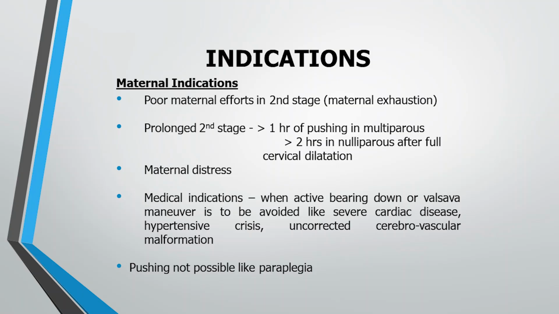What are the indications for forceps? We have known the different types of forceps. We have known the various parts of the forceps. So what are the indications? One, poor maternal efforts in the second stage. This is not an instrument to use in the first stage because the cervix is not fully dilated. Poor maternal efforts: the woman is exhausted and has no further strength to push the baby out. So you use forceps, and poor maternal effort is one of the indications.